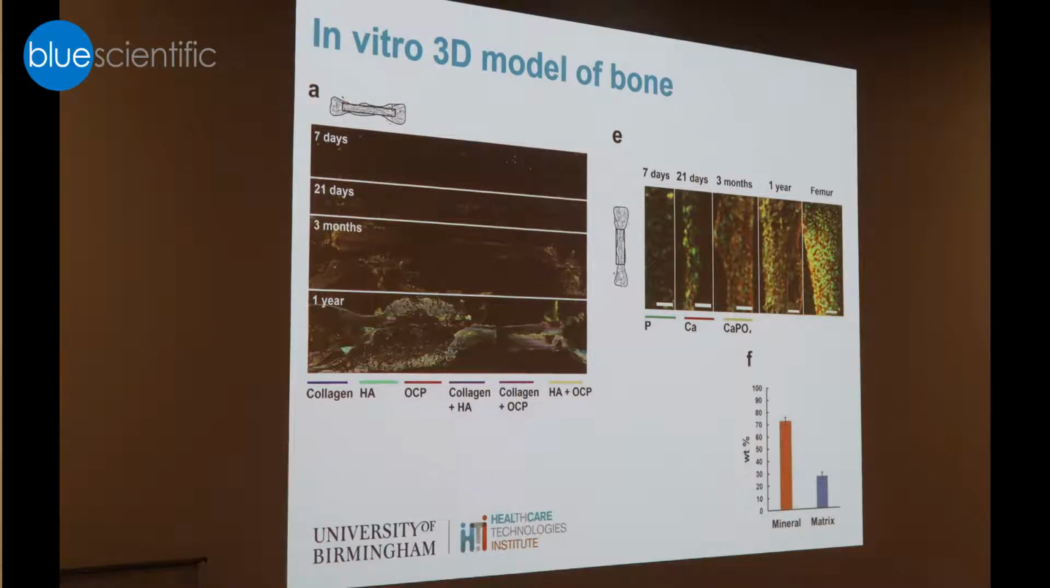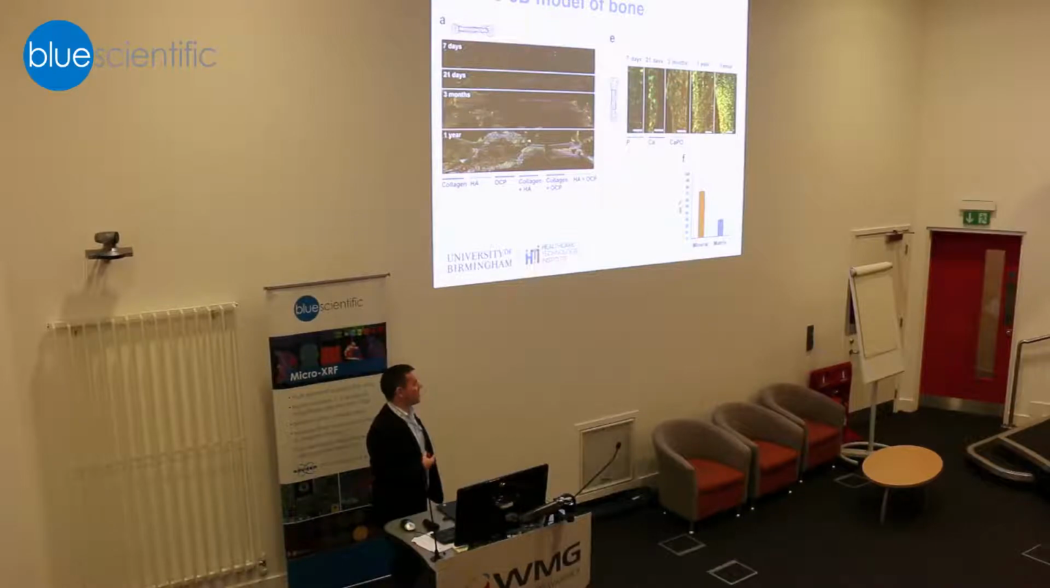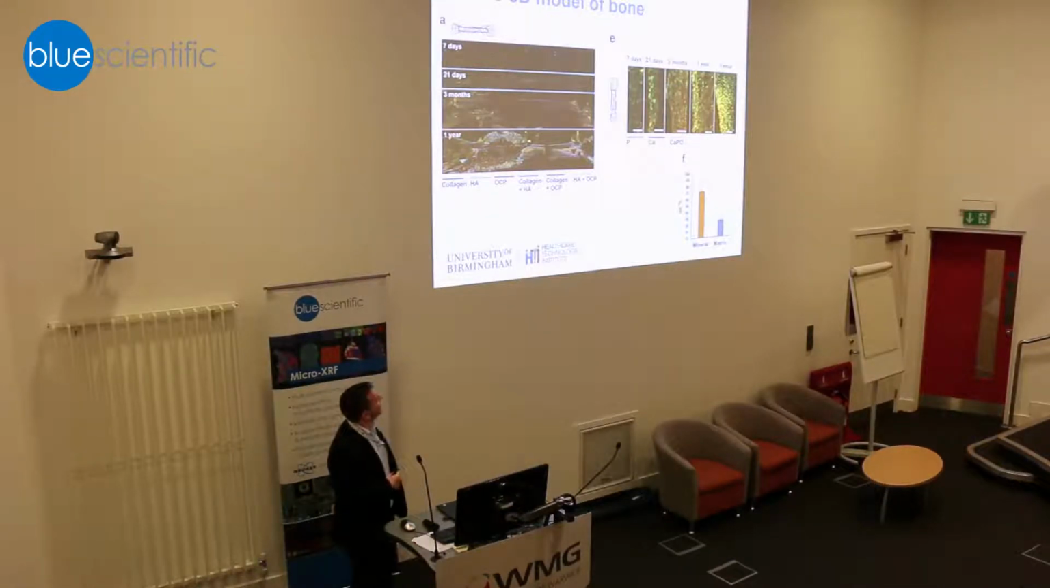And indeed, what we can see here is that if it's 100% mineral, we'd expect the red and the green parts of the map to completely co-localize to form yellow. And we don't quite see that. We often see areas of rich calcium and rich phosphate. So that on its own is an area of interest to us. We want to understand why there are different forms of calcium phosphate in there.